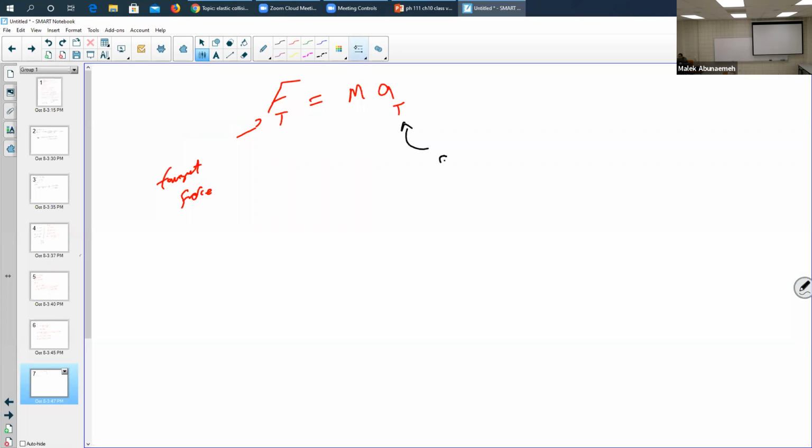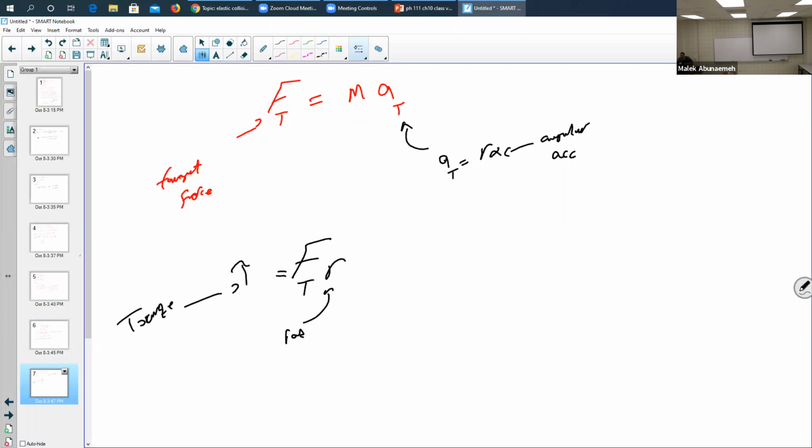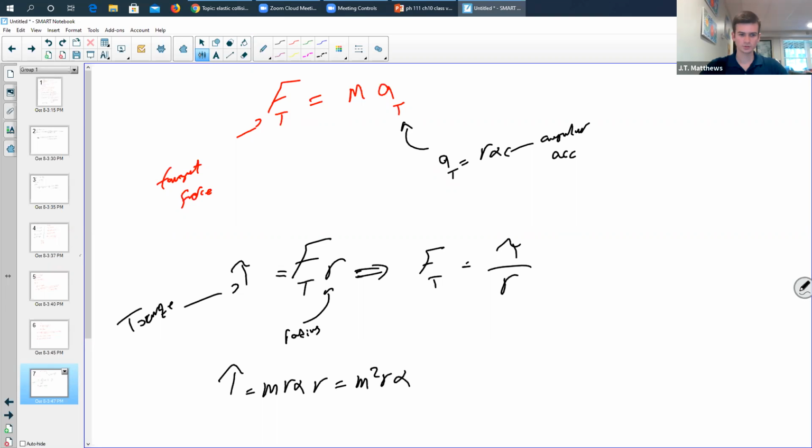which is going to be R alpha, where alpha is your angular acceleration. Now, usually when you have a force multiplied by your radius, you're going to have a torque. This is your radius. So that means your tangential force is going to equal the torque divided by the radius. So your torque really is your mass multiplied by, instead of a, R alpha, multiplied by R. So it's m R squared alpha. It's R squared, right?